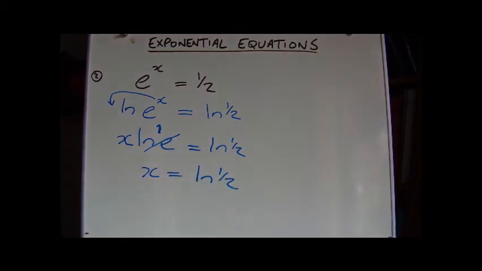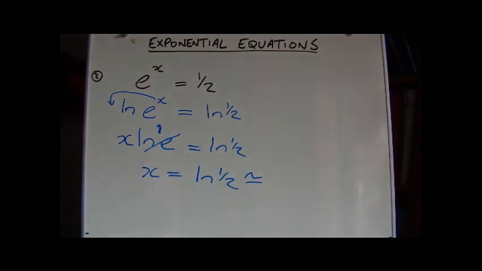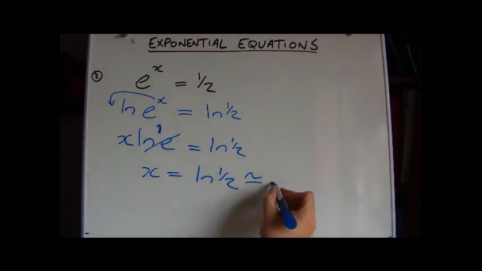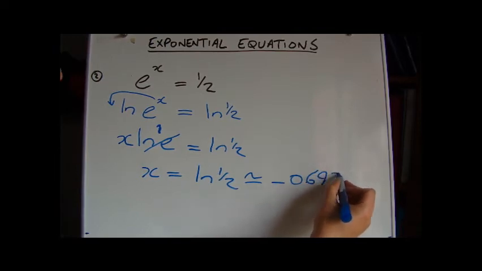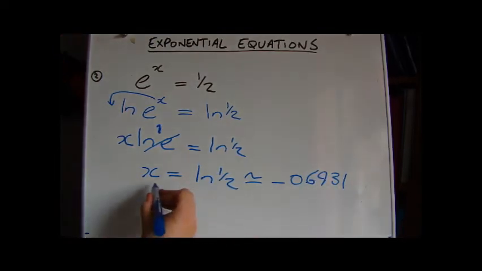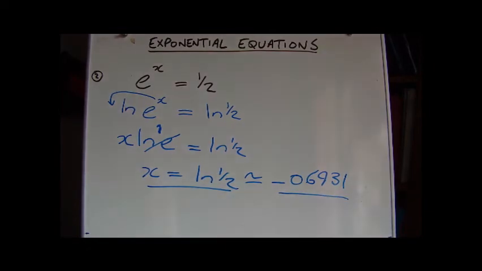Now this is the exact answer. If we wanted to do further calculations using this, we could just leave it like that. Or you could evaluate it on the calculator and you'll find that it's approximately, to a few decimal places, minus 0.6931. Okay, so this is the exact answer. This is the approximate answer to 4 decimal places.